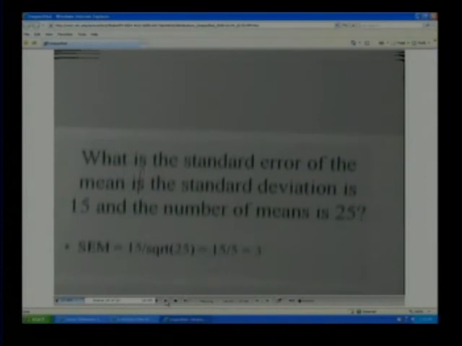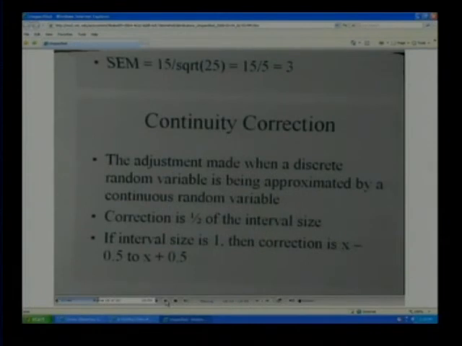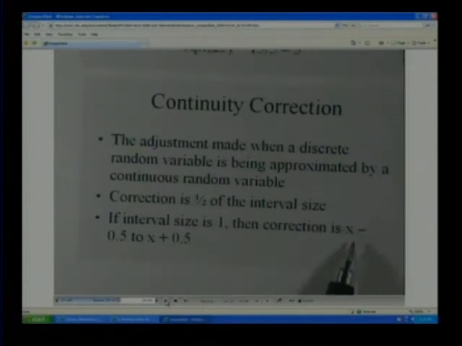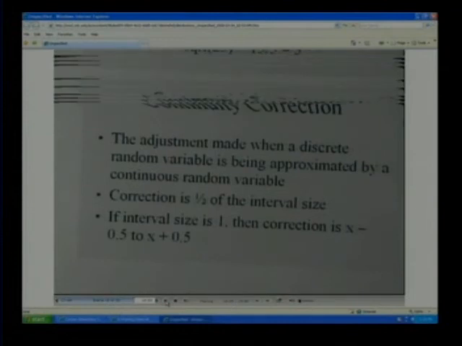Very easy to calculate. Now the continuity correction: sometimes when we're comparing a discrete random variable to a continuous random variable, or trying to approximate it with a continuous random variable, we need to correct it by 1/2 of the interval size. This would be x minus 0.5 and x plus 0.5 if the interval size is 1, and adjusted accordingly if it's beyond that.